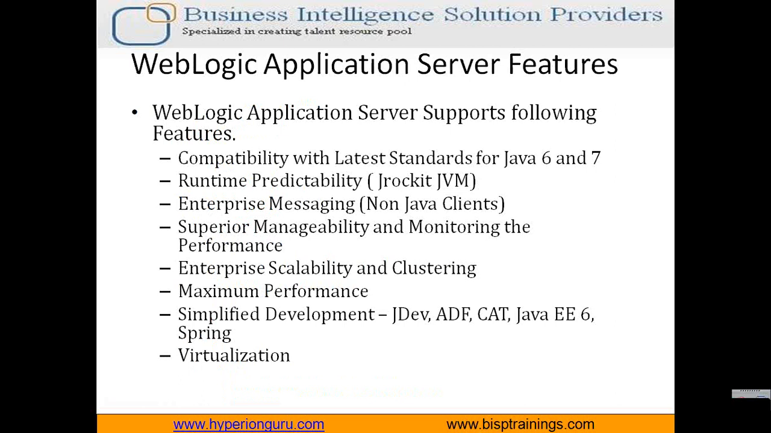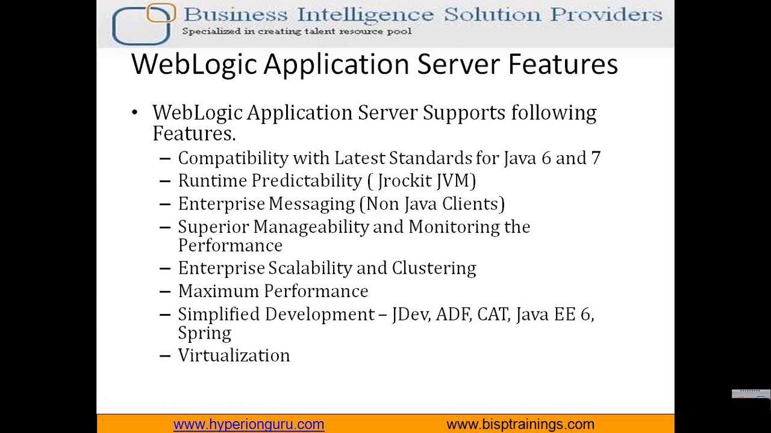After that, we will be looking at the WebLogic server main features, like compatibility with the latest standards for Java 6 and 7. Now it recently came up with 7, and it has a JRockit JVM as well. The 7 is coming up with JRockit. 6 was considered as Sun JDK, and the separate JRockit was considered a different product.